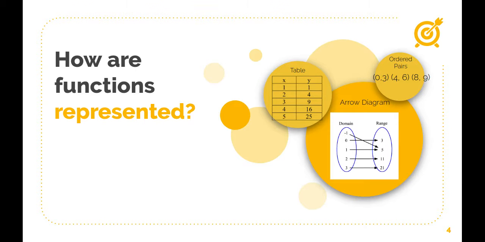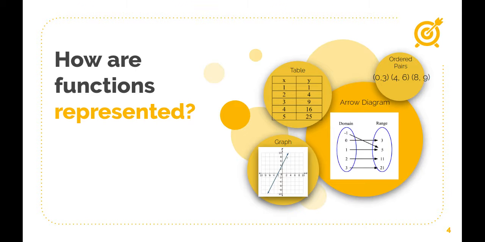We also have a table, which is similar to the arrow diagram, except that it's more in a chart where you can just read across and see how everything matches up. We also have a graph, so you can take those ordered pairs, those coordinates, and plot them on a graph to see what kind of graph that you have. We'll mostly be working with linear functions this year, but later you'll see that there are other kinds as well.